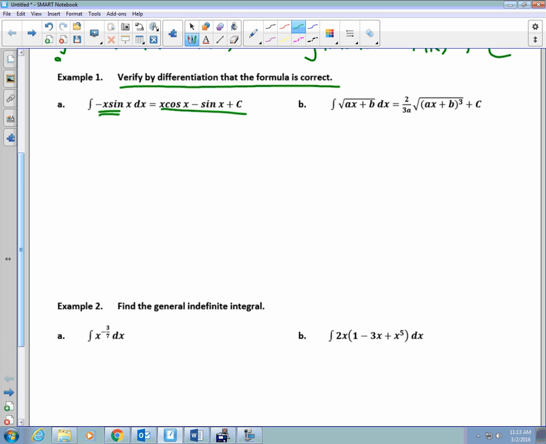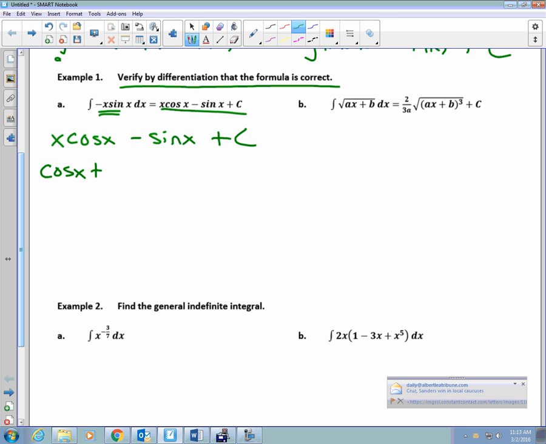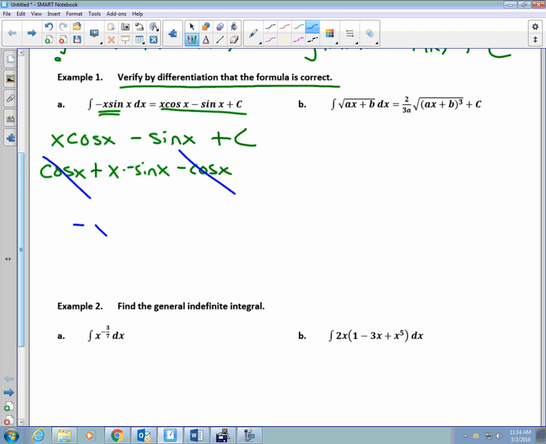How do I take the derivative of x cosine of x minus sine of x plus c? Product rule. Derivative of x times cosine of x plus x times the derivative of cosine, which is negative sine of x. Good. I have a minus sine of x. Oh, I'm sorry. What's the derivative of negative sine? Negative cosine. And the derivative of c is 0. So, cosine of x and negative cosine of x cancel. I get negative x sine of x. And as Allison said, we arrived with the exact same result as what we started with. So we know that the formula is correct. Got that?